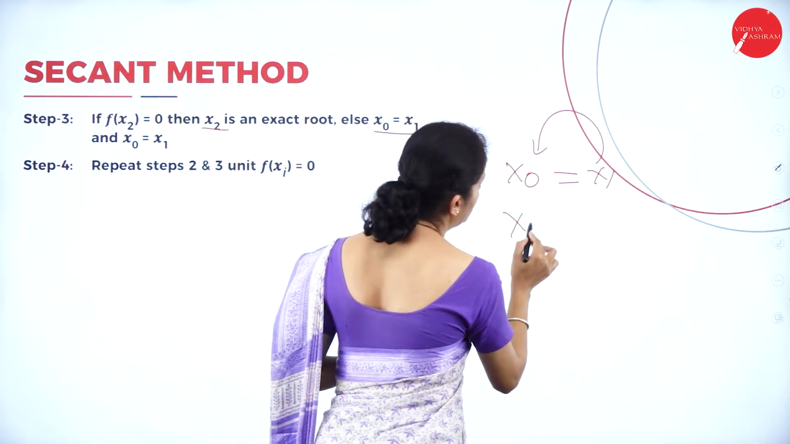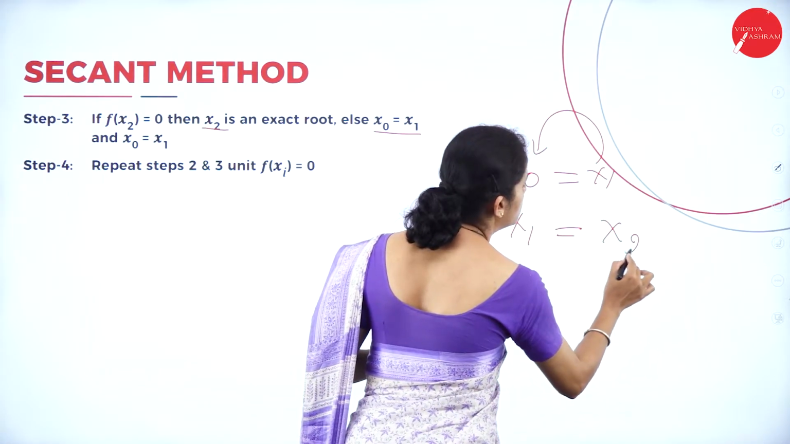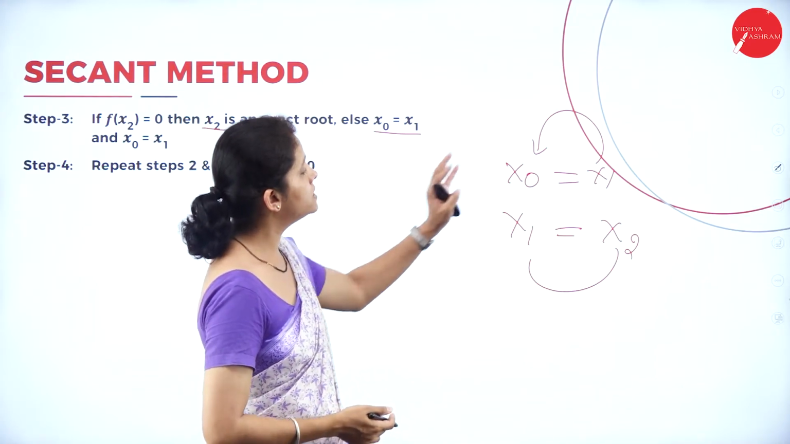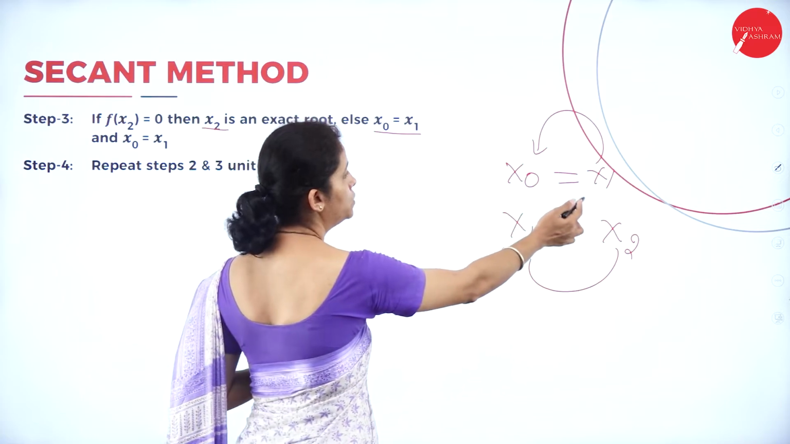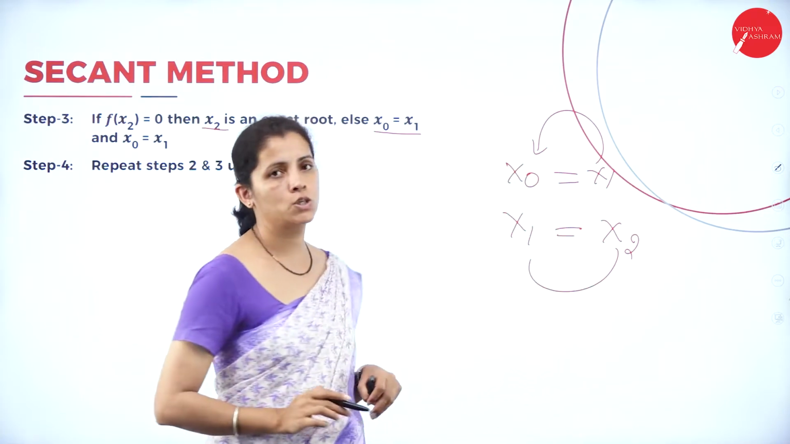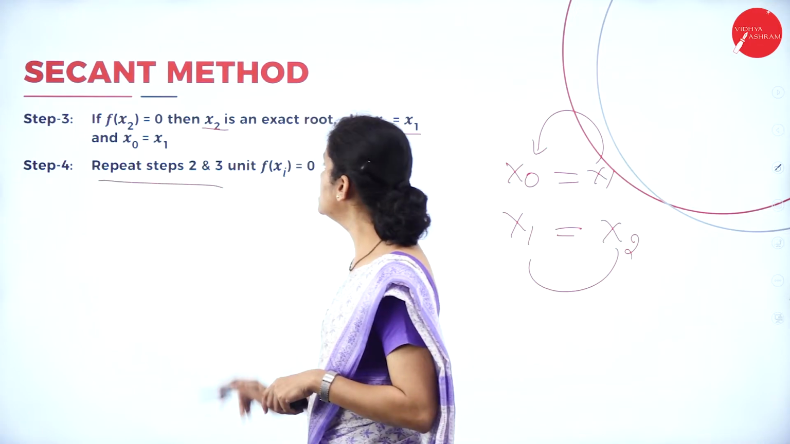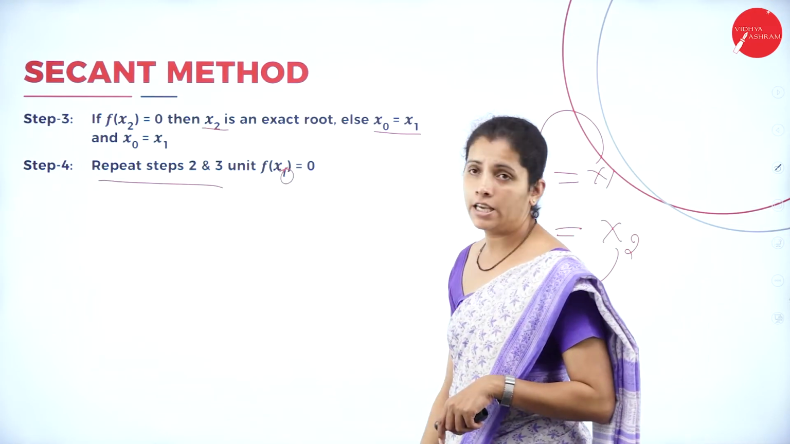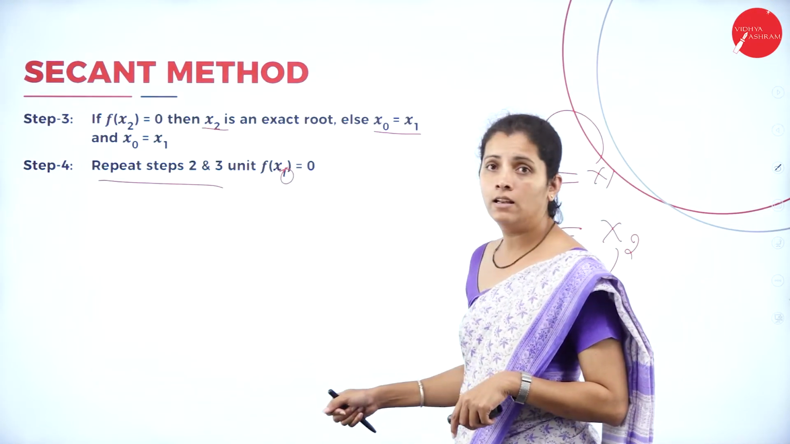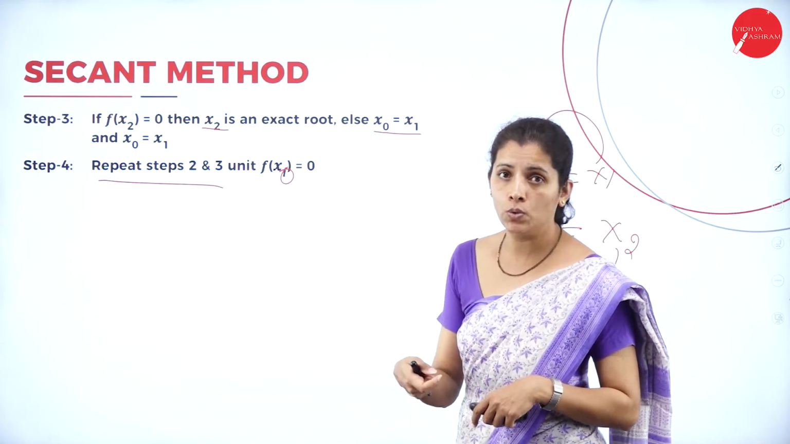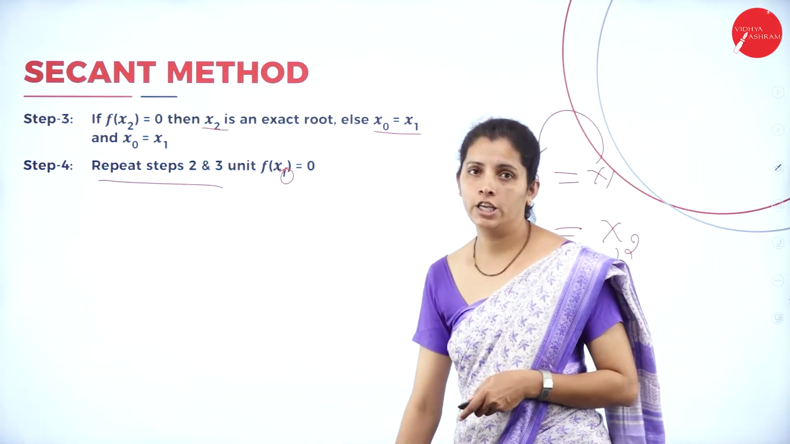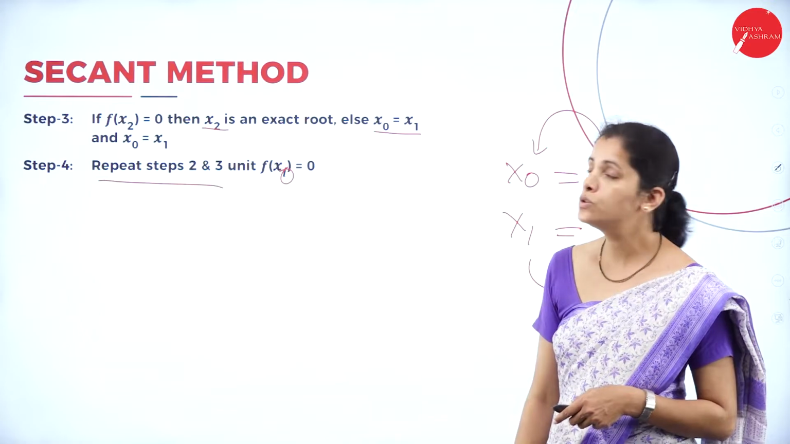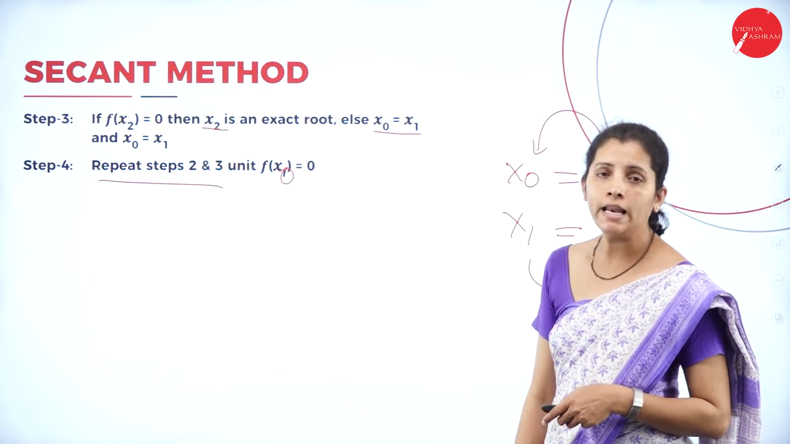Now x1 is empty, right? So I'm going to swap the x2 value to x1. So I'm just interchanging the value. So x1 to x0, here x2 to x1. Now repeat steps 2 and 3 until the ith iteration. That means until I reach 0 value, I want to repeat the iteration. So this is all about the secant method, and this method is also used to find the root of an equation.